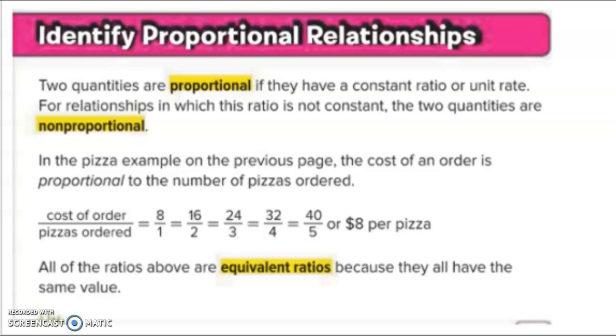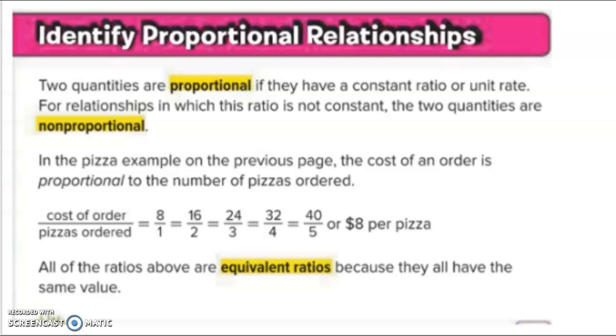And as you can see in the book, it just says that two quantities are proportional if they have a constant ratio or unit rate, which basically just means that if your ratio, aka fraction, can be reduced to the same number, then it is proportional. If your fractions cannot be reduced to the same fraction or the same number, then it is not proportional.